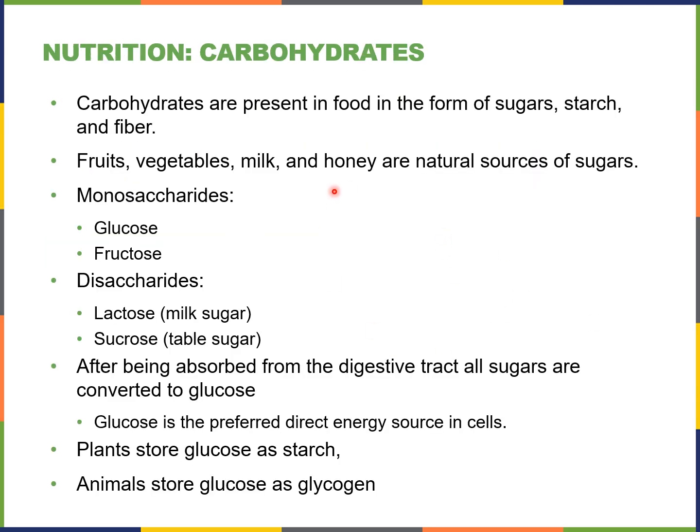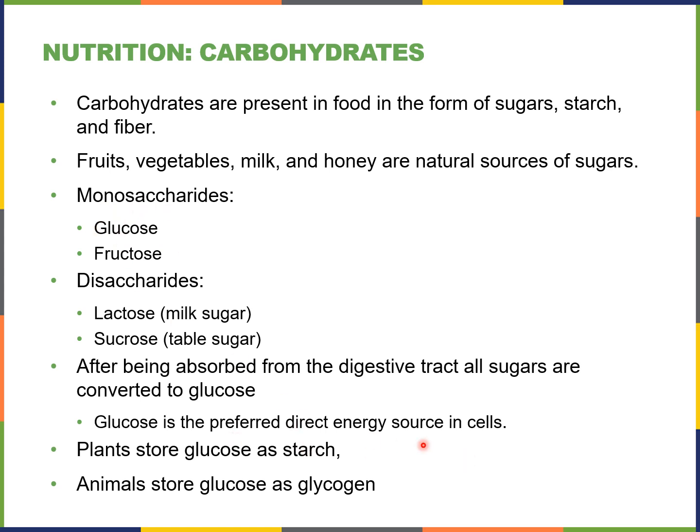Okay, so carbohydrates we get in the form of sugar, starch, and fiber as well. Fruits, vegetables, milk, honey, those are all natural sources of sugar. We do have monosaccharides within that, like glucose and fructose. This is ultimately what we want to break everything down into anyways, usually glucose. There are disaccharides as well, like milk sugar, table sugar, lactose, and sucrose. And after being absorbed from the digestive tract, all sugars are converted again to glucose, right?